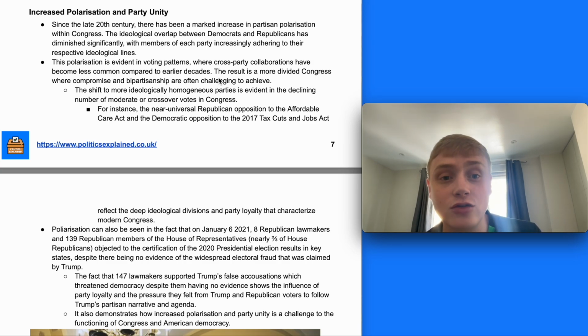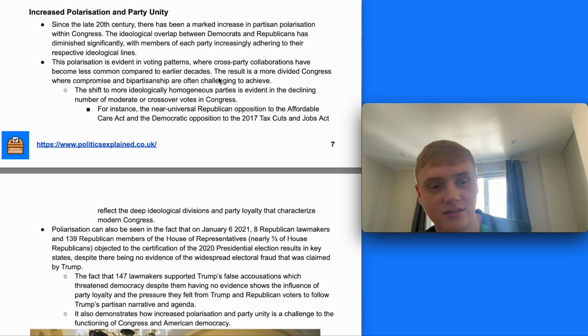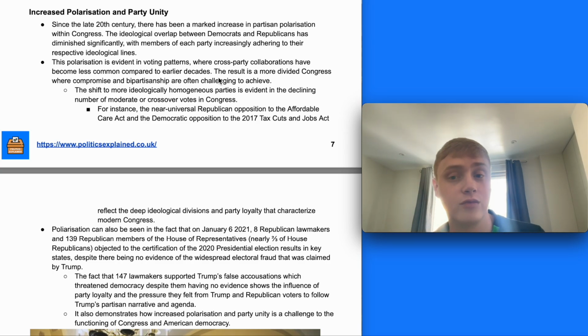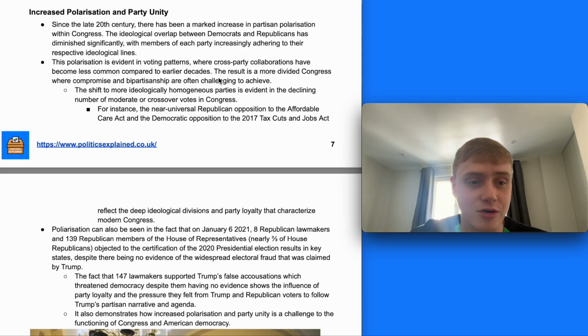So there was near universal Republican opposition to the Affordable Care Act and universal Democratic opposition to the 2017 Tax Cuts and Jobs Act, with effectively almost no one switching to the other side or voting for it when it wasn't. So voting for the Affordable Care Act if you're a Republican, and voting for the Tax Cuts and Jobs Act if you're a Democrat.